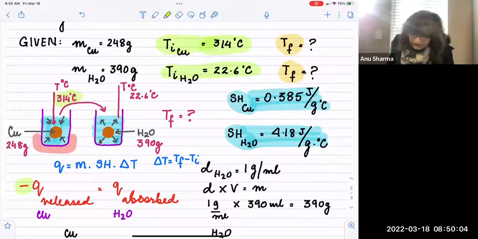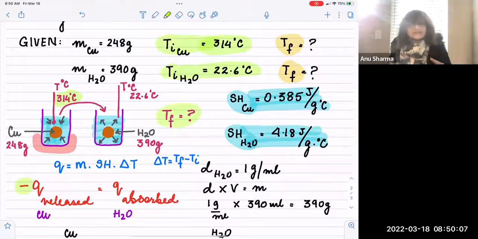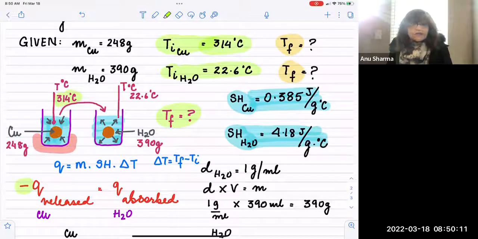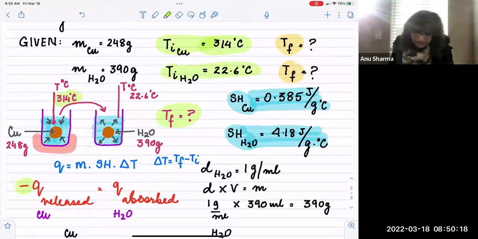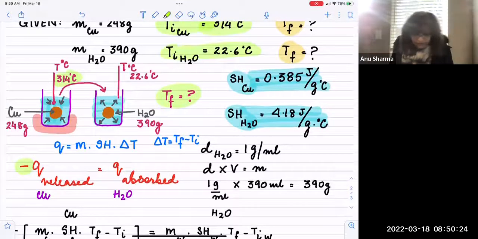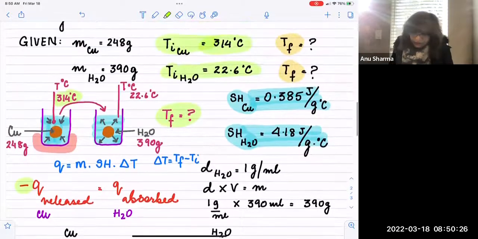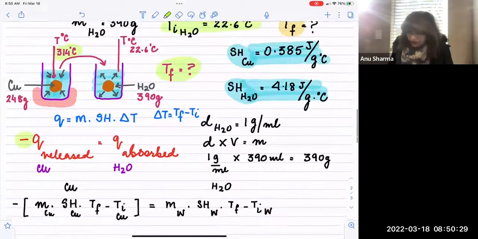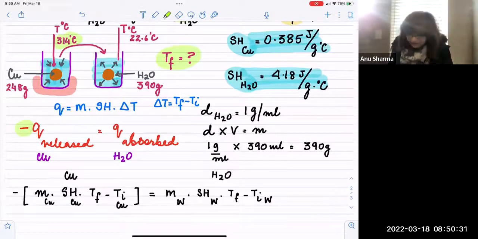Keep in mind that the dissipation of the heat will continue until the temperatures of the water and the copper equalize. So the water is going to have a certain increase in temperature, and the copper is going to have some decrease in temperature. And what is the final temperature when the whole thing is equalized? So how do we calculate that? Now, here's a very interesting thing. First of all, we were given the volume of water, not the mass of water. So we had to calculate that using the density of water.